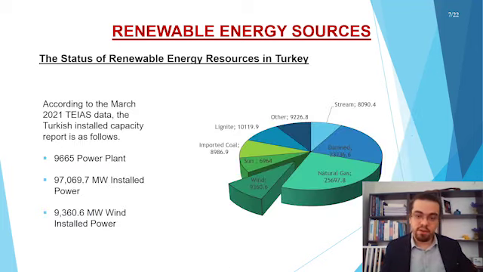If you look at the status of renewable energy resources in Turkey, according to TEİAŞ data, there are 9,665 power plants in Turkey, and these power plants have an installed power of 97,000 megawatts. Wind power plants have a share of 9.6%, which means 9,360 megawatts of wind installed power.